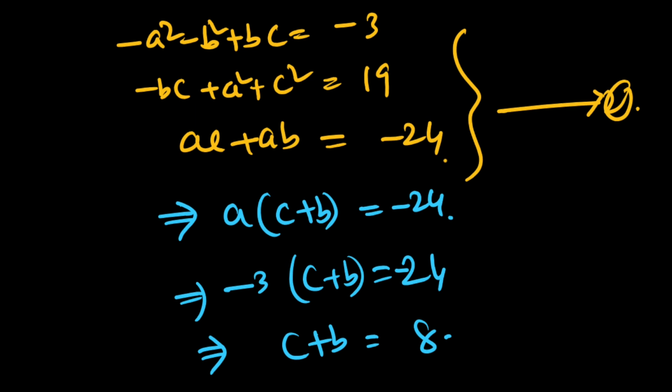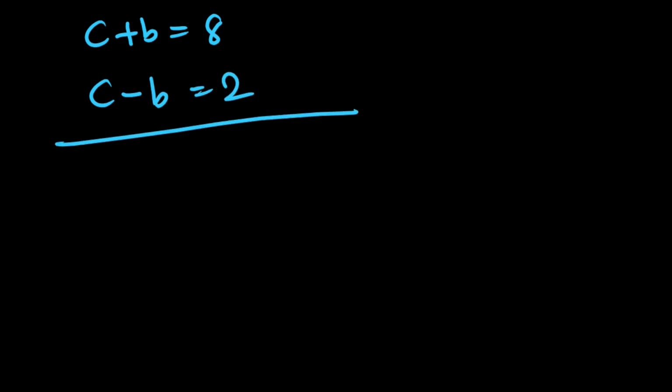Using these two conditions, we have c plus b is equal to 8 and c minus b is equal to 2. If we sum them, then b cancels and 2c is equal to 10. This implies c is equal to 5.